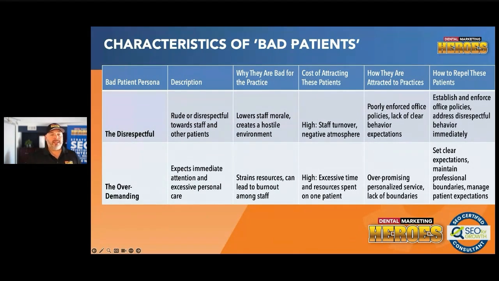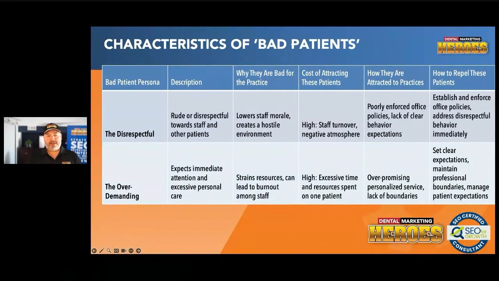If you aren't sticking up for your team, and if you're somehow attracting too many disrespectful patients, your team's going to get crushed under that burden. People are emotional. If you're not caring for them emotionally, there's a problem. And it's going to create a negative atmosphere. How are these patients attracted? Usually poorly enforced office policies, lack of clear behavioral expectations. You need to stand up to disrespectful people, but you need to do this well and caringly.